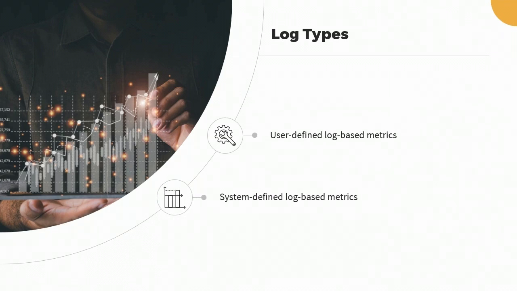Now there's the system-defined log-based metric. These are calculated only from the logs that have been stored in the buckets in the Google Cloud project. So if a log has been explicitly excluded from our system, then it's not going to be included in these metrics.